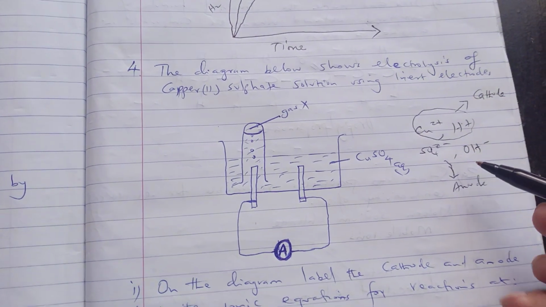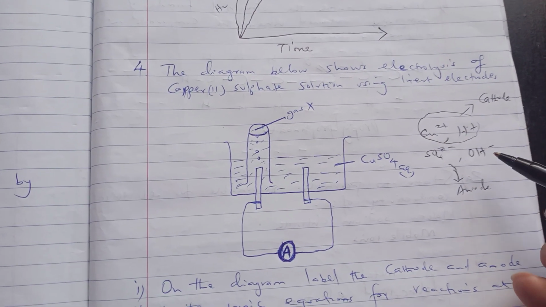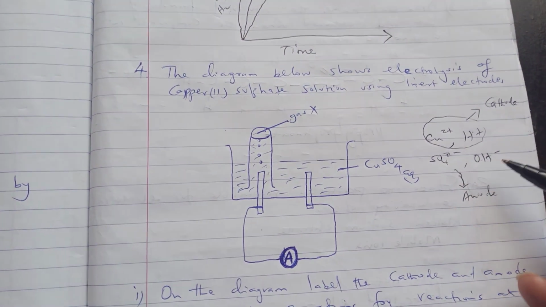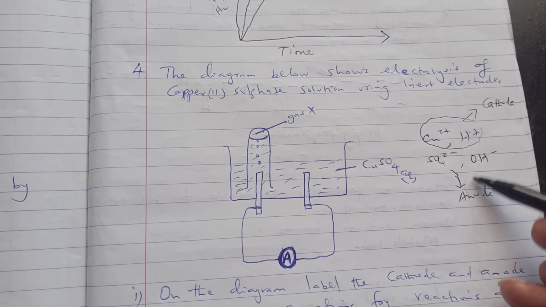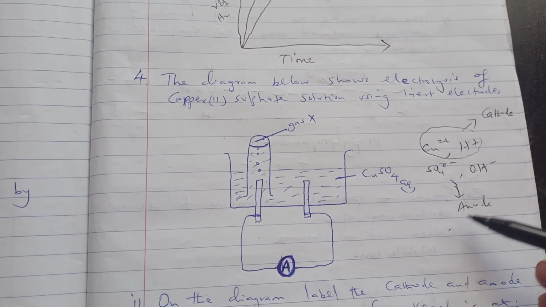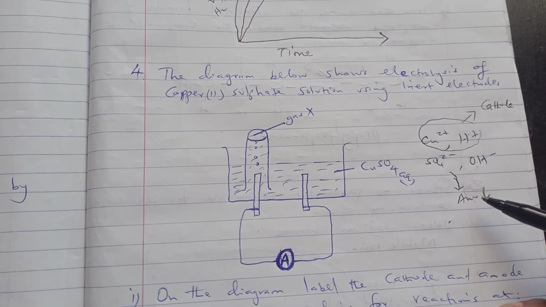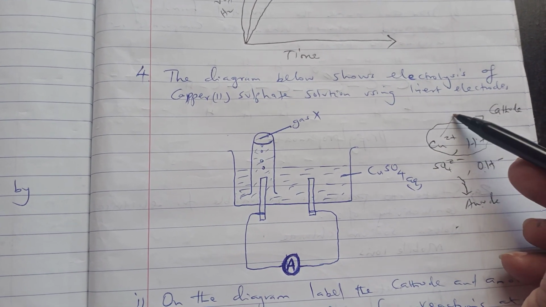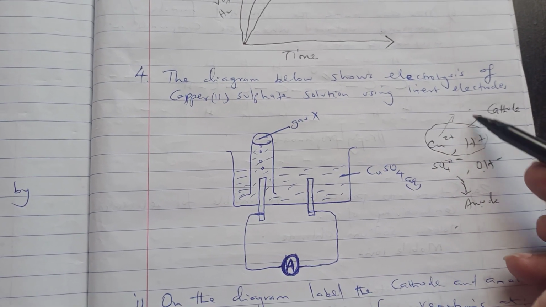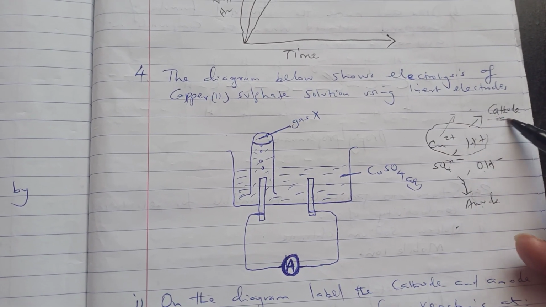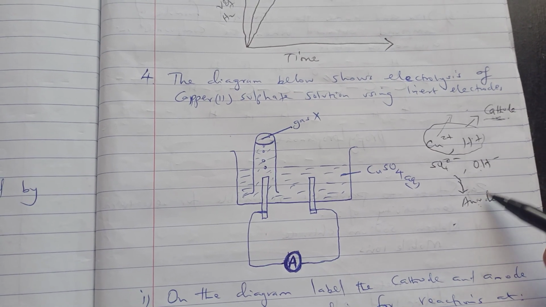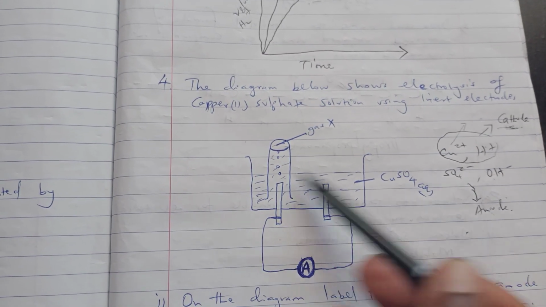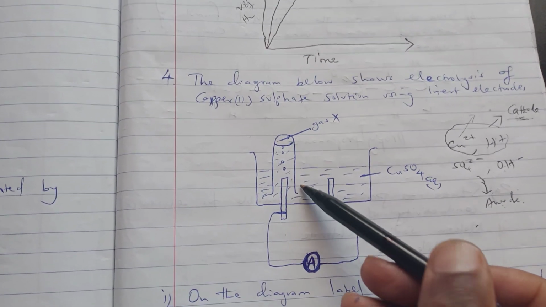And then from there, there's what we call preferential discharge. So out of these two, one is a preferential discharge. In this case, it is hydroxide ions that will be discharged to give you oxygen. So at the anode, you will have a gas, which is oxygen. And then at the cathode, between hydrogen and copper, copper is the one that is discharged. So it means you'll get copper solid. So at the cathode, you'll have a solid being formed, which is a brown solid. And then at the anode, you'll have a colorless gas, which will be oxygen.